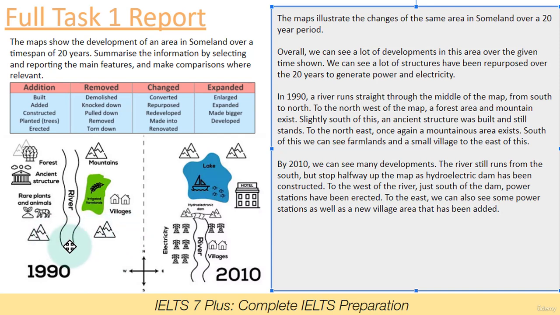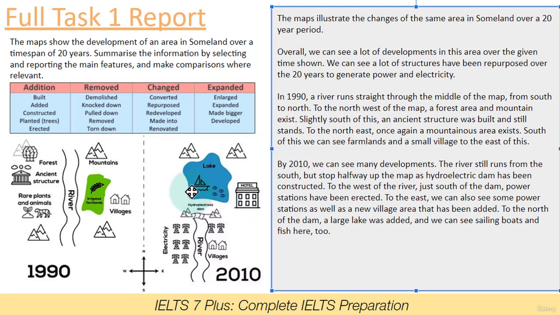I'm not going to say the mountain and the hilly areas have been removed. I'll more talk about what was removed or changed here. Okay, so let's just say north of the dam. To the north of the dam, a large lake was, let's say, built, was added, and we can see sailing boats and fish here too.